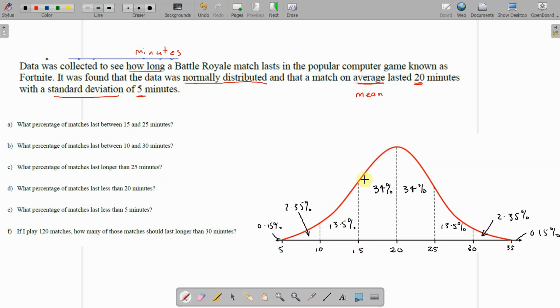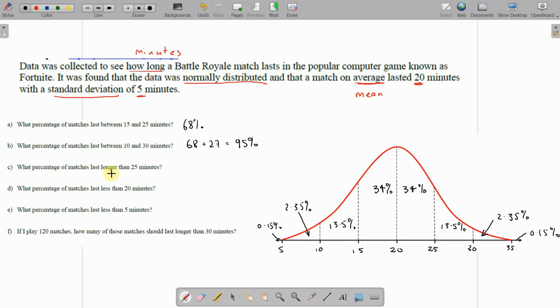There's our 15-minute mark and our 25-minute mark, and we just add up those two 34%, makes it 68%. What percent of matches last between 10 and 30 minutes? 10 to 30, that's a bit broader. We've got our 68% in the middle, plus these two, 13.5 and 13.5 adds up to 27. So 68 plus 27 equals 95%. 95% of the games last between 10 and 30 minutes.